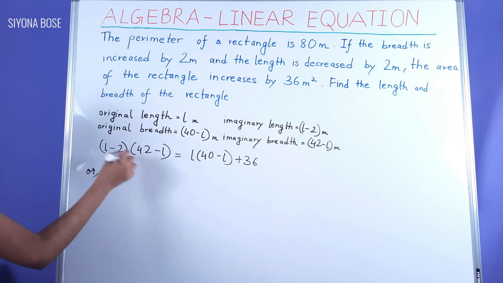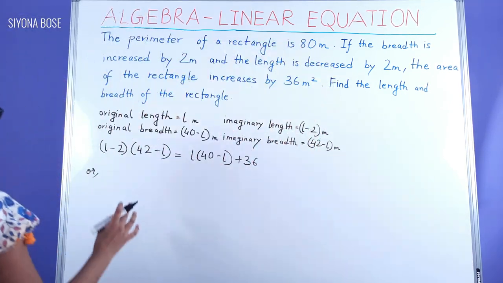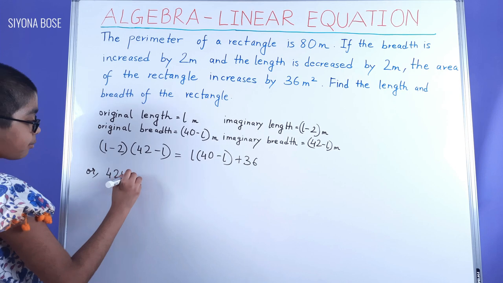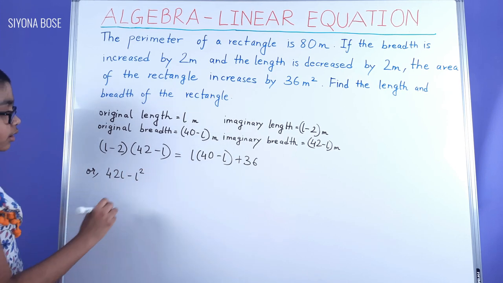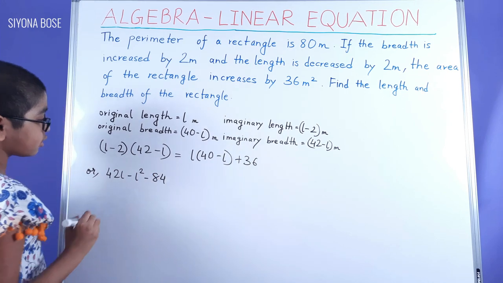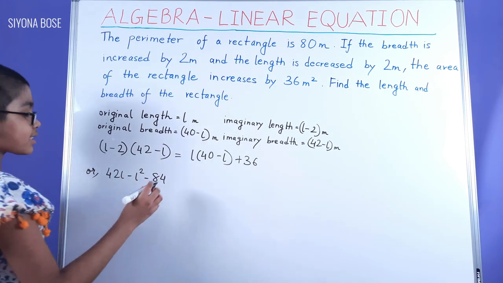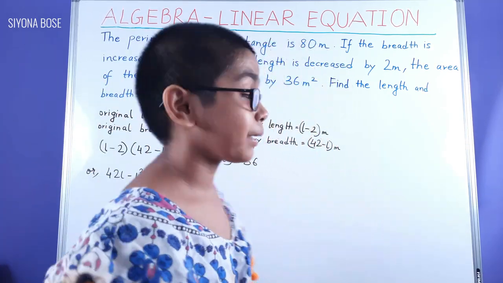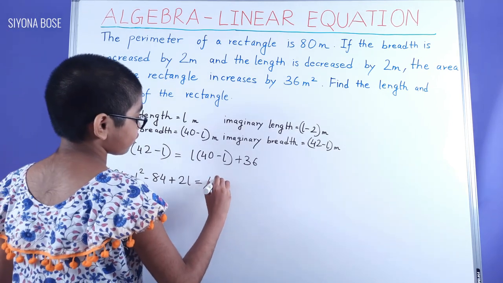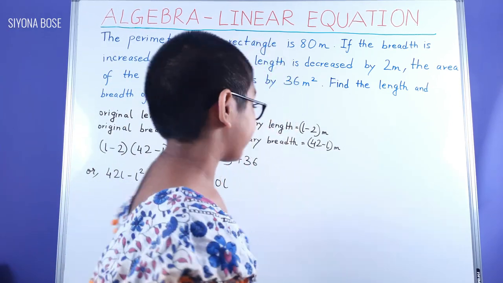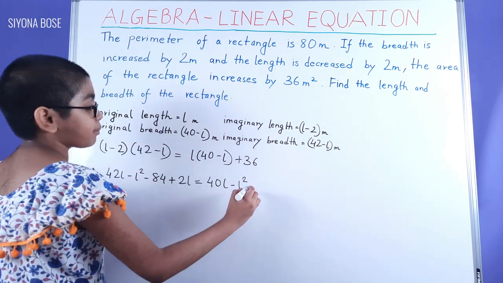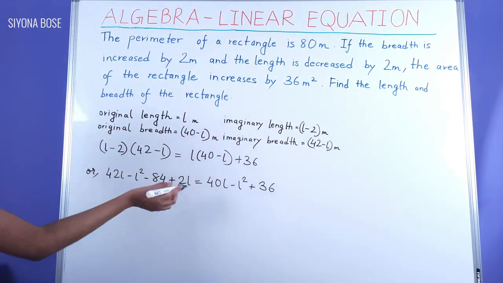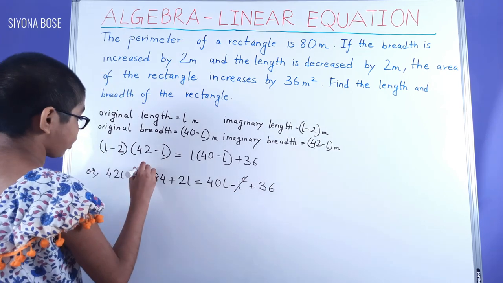We need to distribute the multiplication and open up all the brackets. Let's do it. 42L minus L squared minus 84 plus 2L equal to, over here also just open up the bracket and distribute the multiplication, and we get 40L minus L squared plus 36. Now over here, the L squared term has the similar sign. We can just cancel it out really easily.